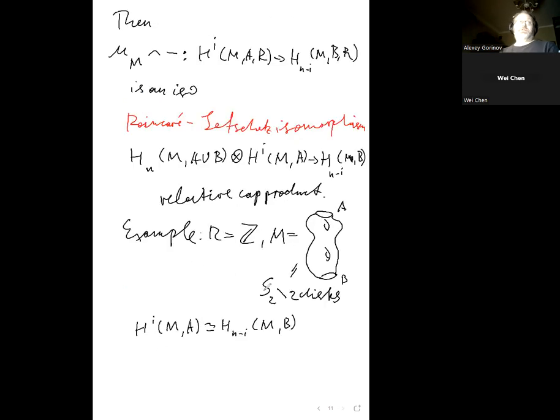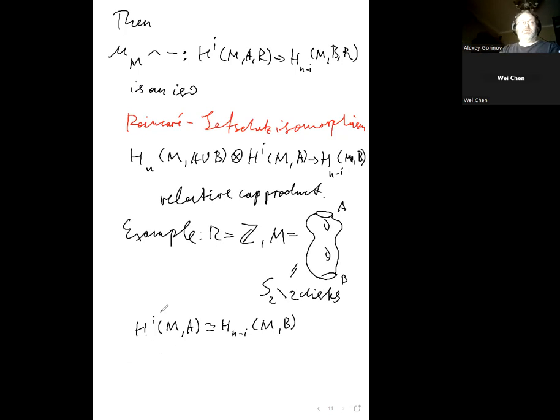Well, let's check this example. So what happens when we collapse A? Well, nothing happens except we get nothing in degree 0. So the result of this group will be the group on the top.